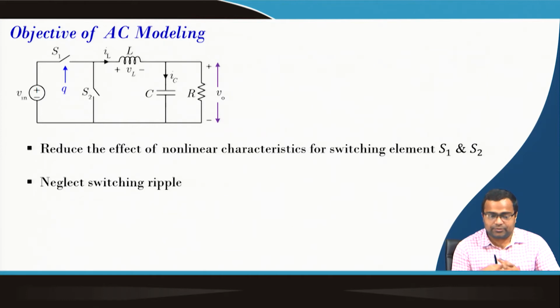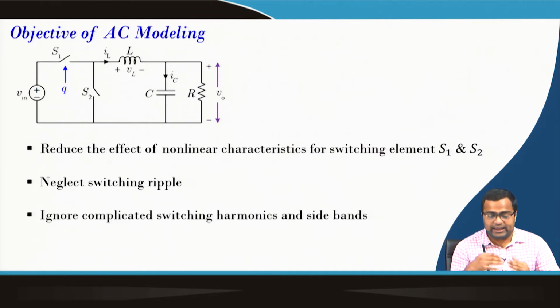Now, for AC modeling, the small signal modeling, we need to neglect the switching ripple component, because we need to extract the average dynamics. We need to ignore complex harmonics information as well as the sideband information. We are only interested in finding the term or the frequency which is associated with the excitation frequency.